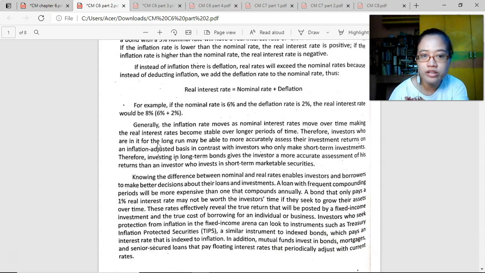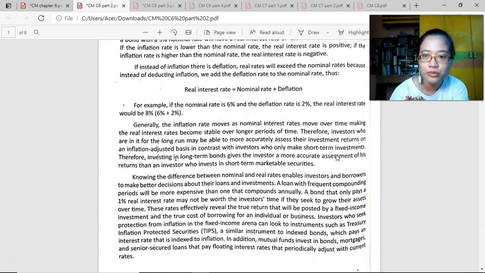Therefore, investors who are in it for the long run may be able to more accurately assess their investment returns on an inflation-adjusted basis in contrast with investors who only make short-term investments. Therefore, investing in long-term bonds gives the investors a more accurate assessment of their returns than an investor who invests in short-term marketable securities. Okay?